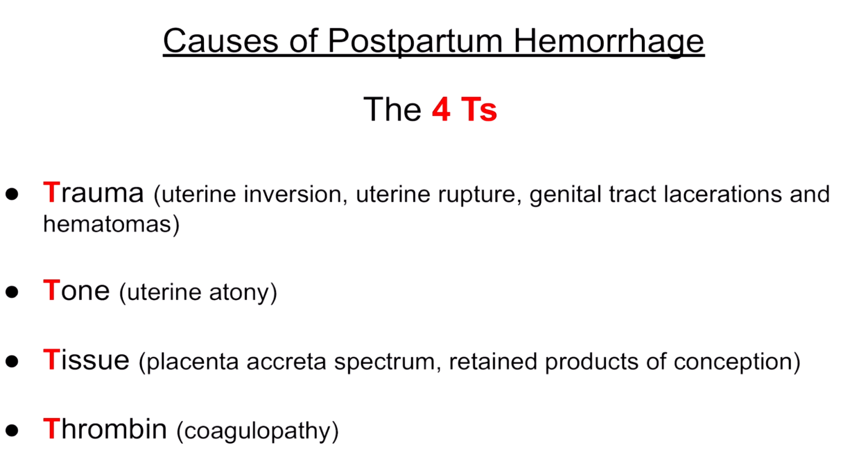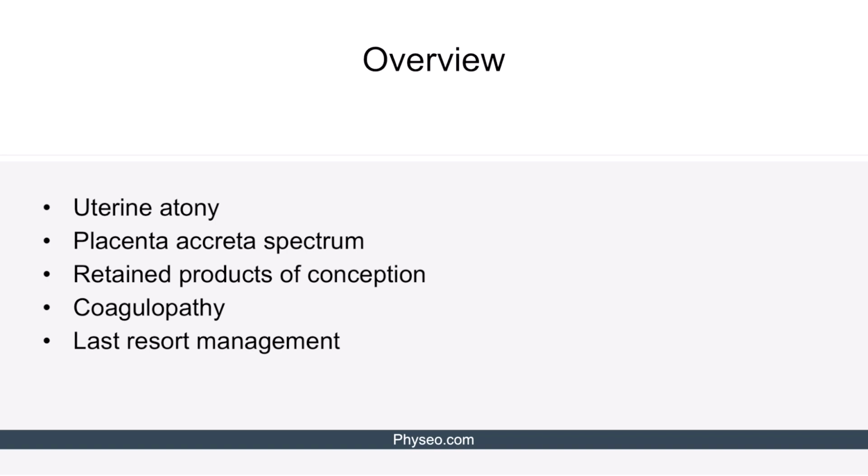In the previous video, we reviewed the traumatic causes. In this video, we'll focus on the remaining causes, so tone, tissue, and thrombin. With that in mind, here is the overview slide for the causes of postpartum hemorrhage that we'll be focusing on in this lecture. Let's start with uterine atony. This is part of our second T, which is for tone.